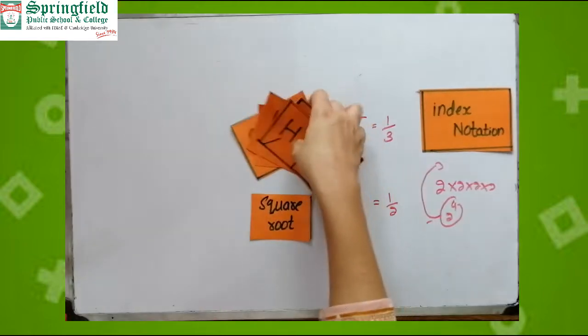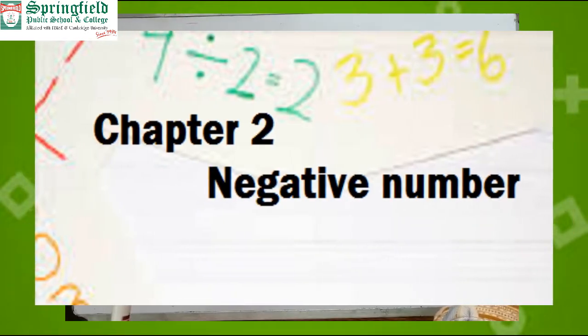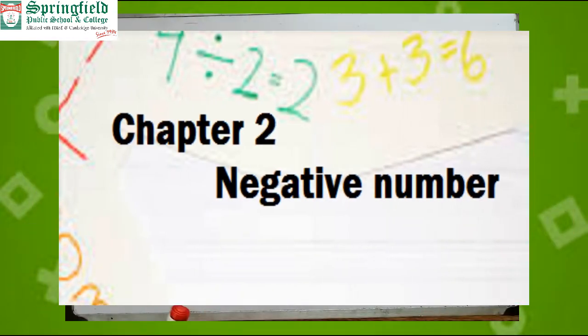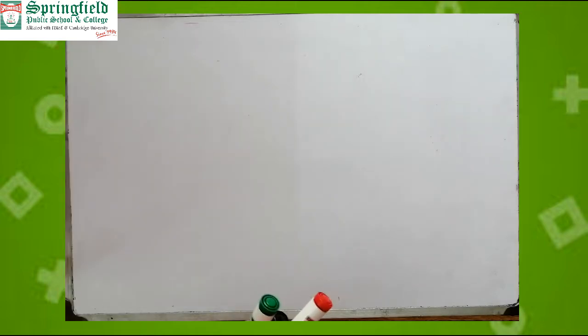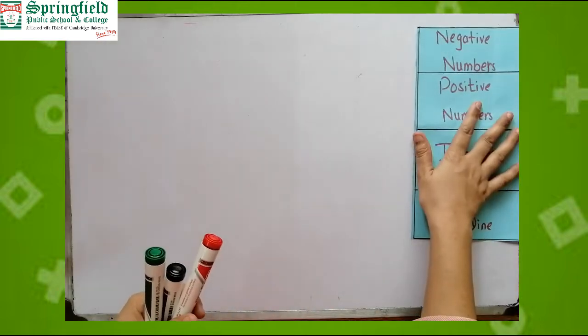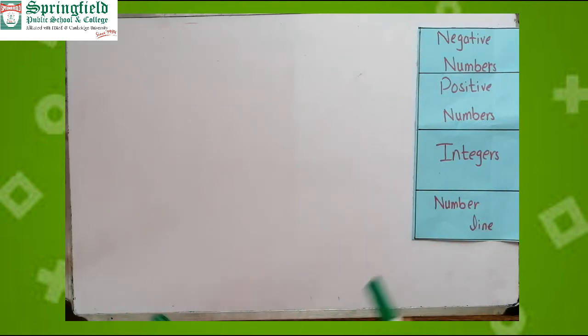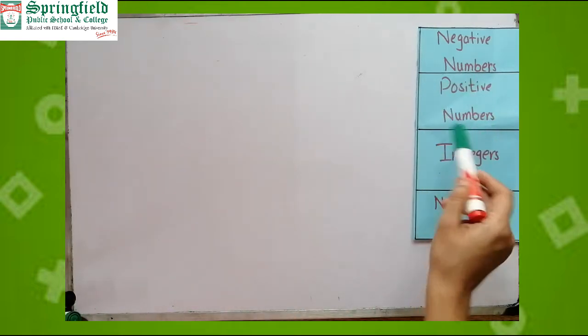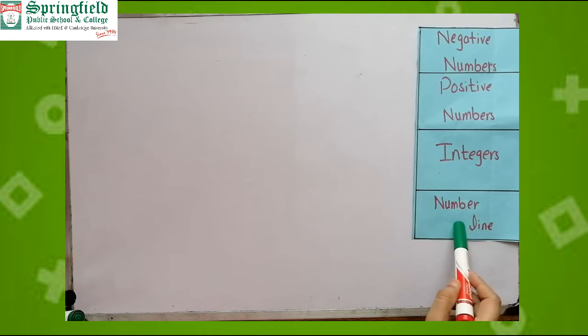Now come to the new topic, and as we are doing chapter number 2, in chapter number 2 we will learn different points. So beta, in this chapter I will tell you about negative numbers, positive numbers, integers and the number line. So I will explain one by one.